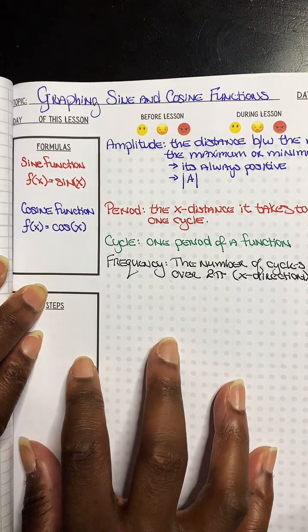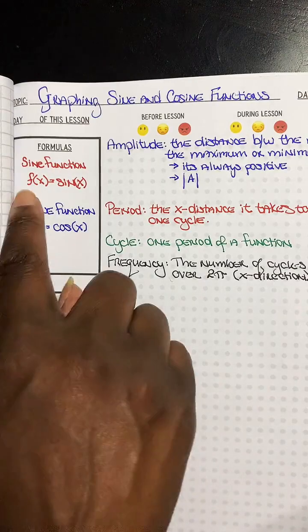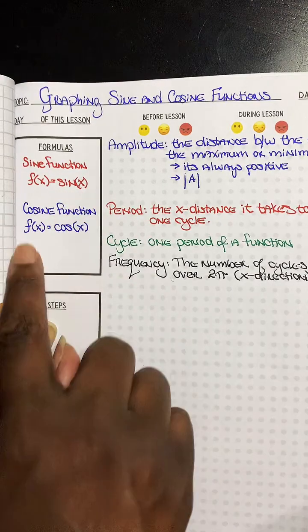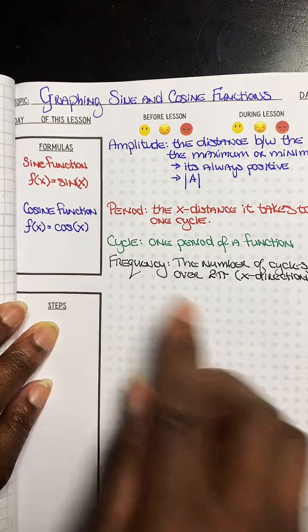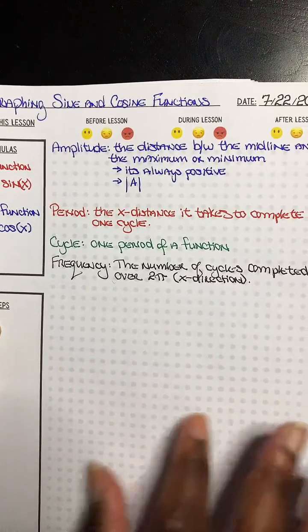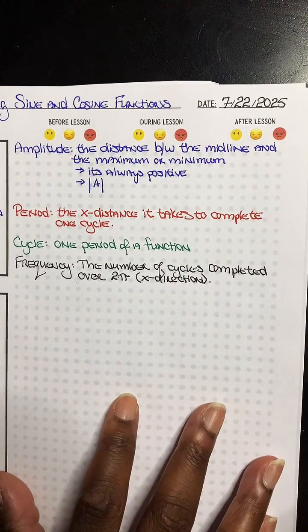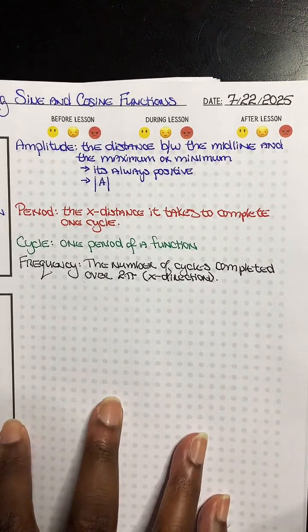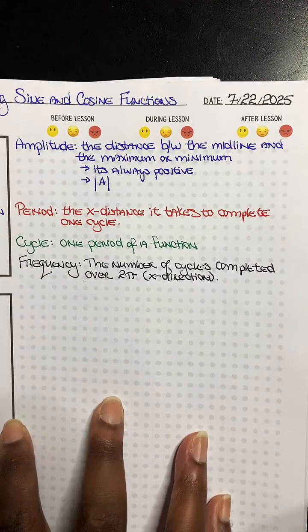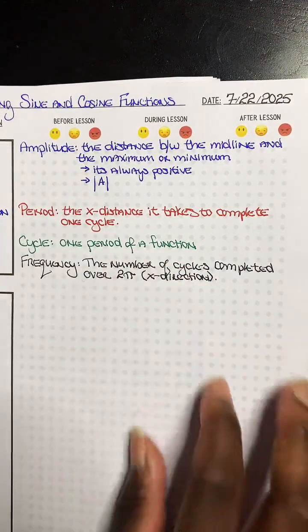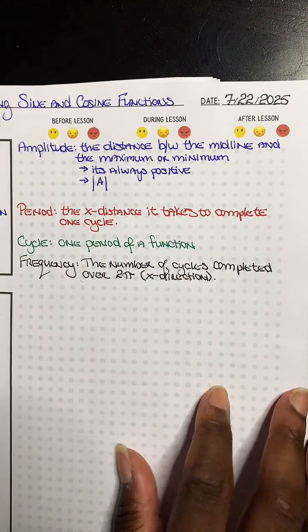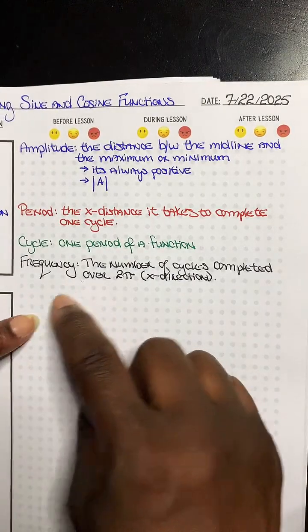So we're going to talk about sine functions and cosine functions. Let me show you little bits and pieces of some of the things that go with those. First we have what's called the amplitude. The amplitude is basically the difference from the midline.